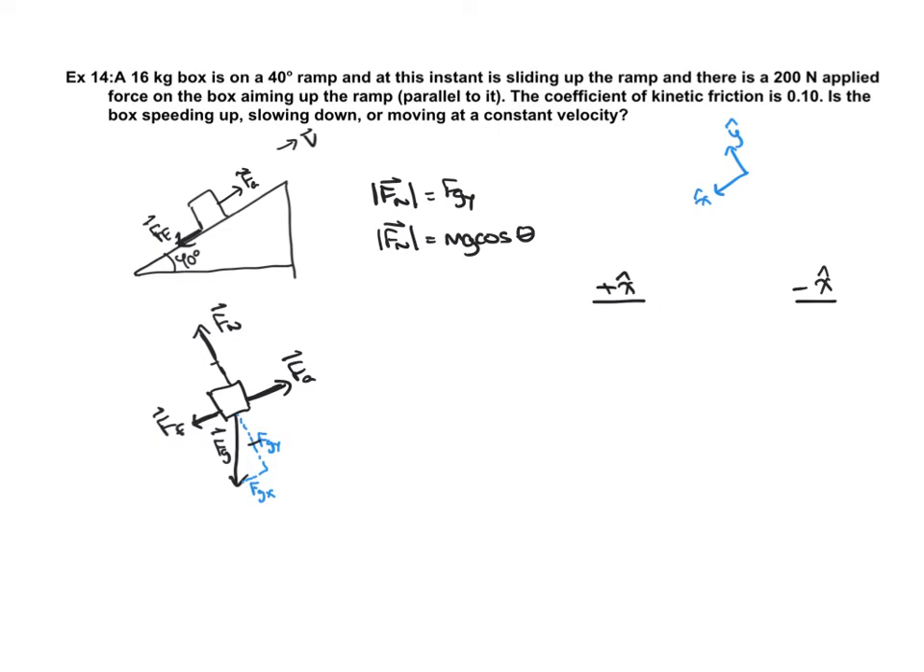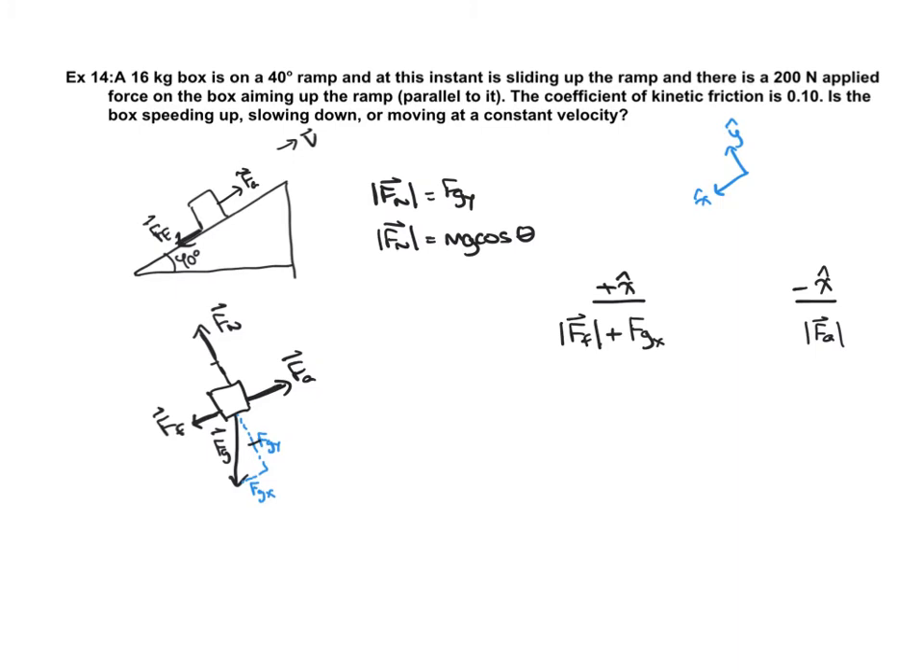So in the positive x direction, which I've defined as sliding down the ramp, we've got friction, and we've also got the x component of gravity. And in the negative x direction, so up the ramp, we've got the applied force. So I'm going to calculate each of these and compare.